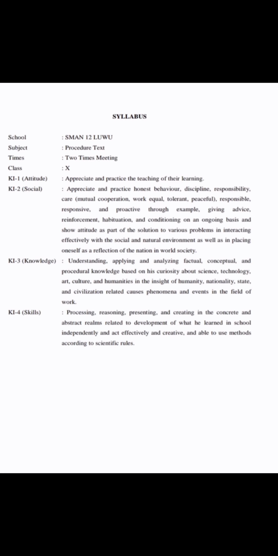Definition of syllabus. A syllabus is a lesson plan in a particular subject or subject group which includes competency standard, basic competency, subject or learning material, learning activities, indicator assessment, time allocation, and learning resource material or tools. The syllabus is an elaboration of competence standard and basic competence into subject or learning material, learning activities, and indicators of competency achievement for assessment.